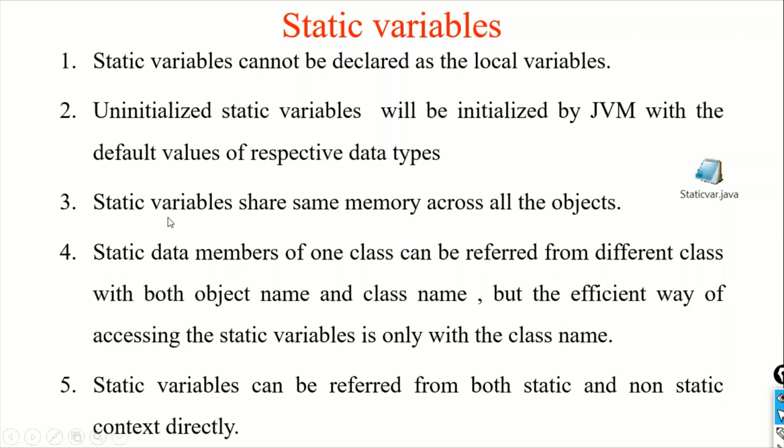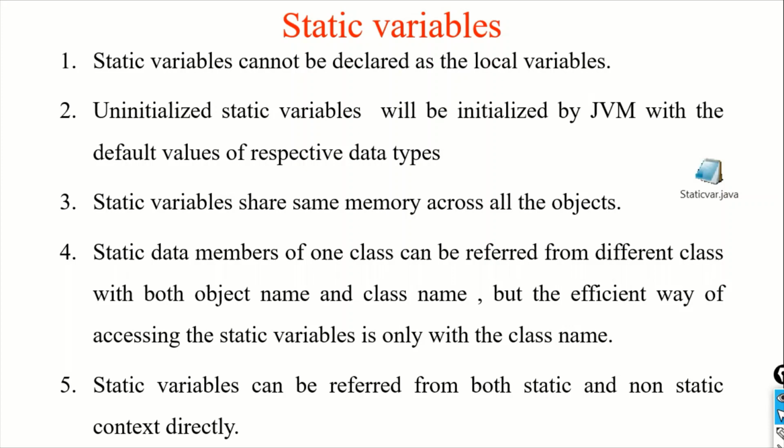Next point, static variables share the same memory across all the objects. This is the major difference between static variables and instance variables. Instance variables have different memory allocations with respect to different objects, whereas static variables share the same memory allocation across all the objects. If you change the value of a static variable using one object, that value will be reflected on all the remaining objects also.